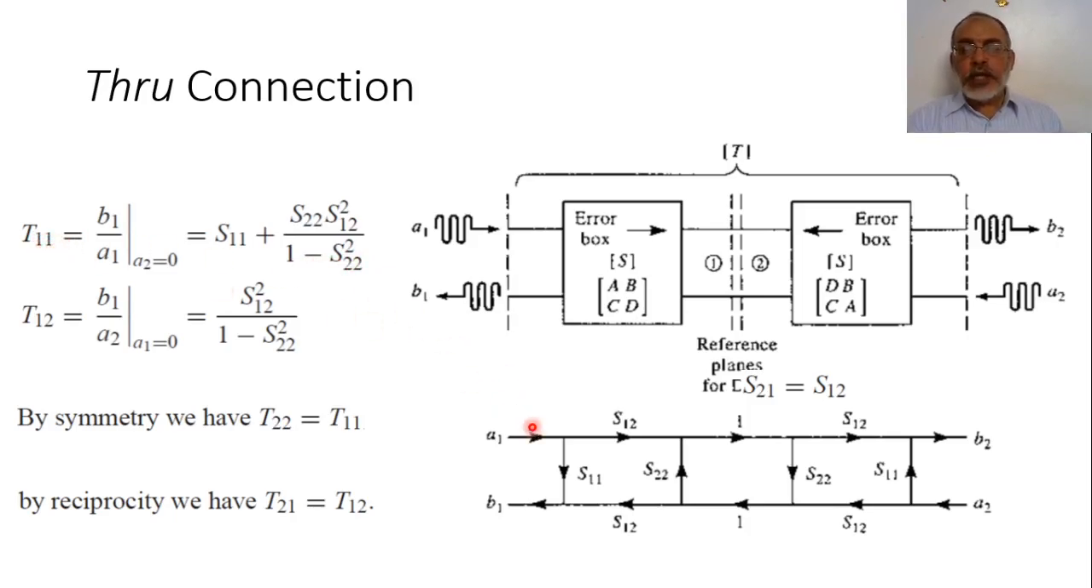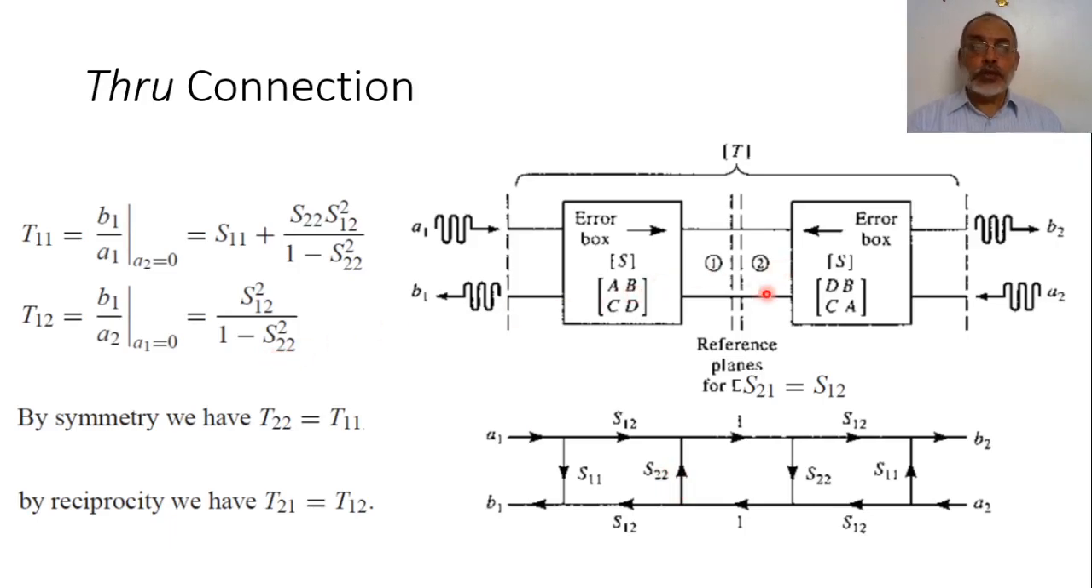So this is the reflection coefficient when we are connected as through, in terms of the S parameters of the error box. Now the transmission coefficient is B2 over A1. Here we have the path S12 multiplied by S12, but internally we have a self loop composed of S22 squared. So this is S12 multiplied by S12 over 1 minus S22 squared.